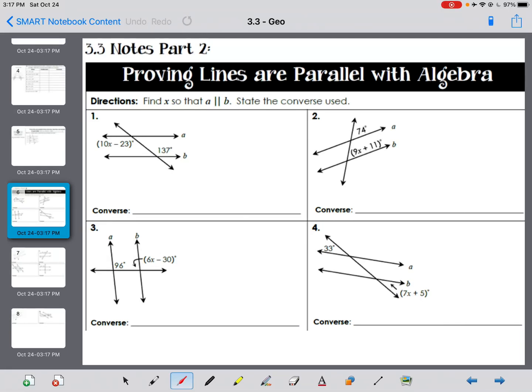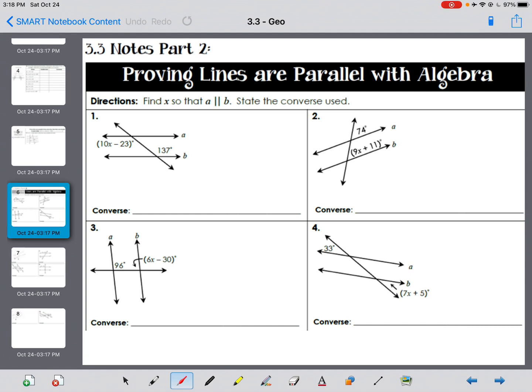All right, chapter 3, section 3, part 2 notes. We're going to prove lines parallel, but this time we're going to do it with algebra in our problems. So, find x so that A is parallel to B, and state the converse that you use.